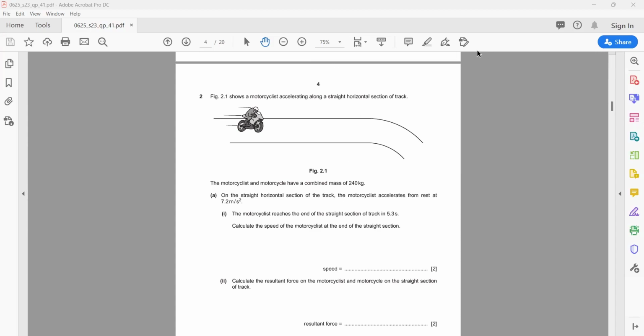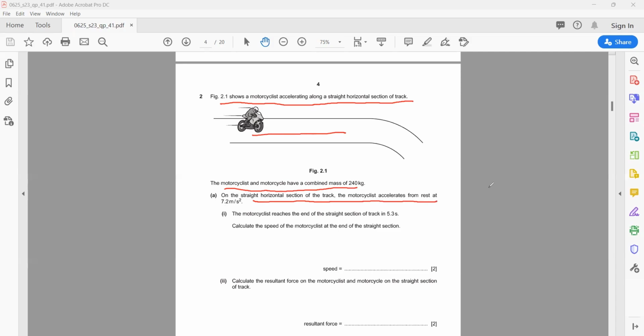Now we have question number two. In question number two, he's saying that figure 2.1 shows a motorcyclist accelerating along a straight horizontal section. So you can see this is a horizontal section. The motorcyclist and motorcycle have a combined mass of 240 kg. On the straight horizontal section of the track, the motorcycle accelerates from rest.